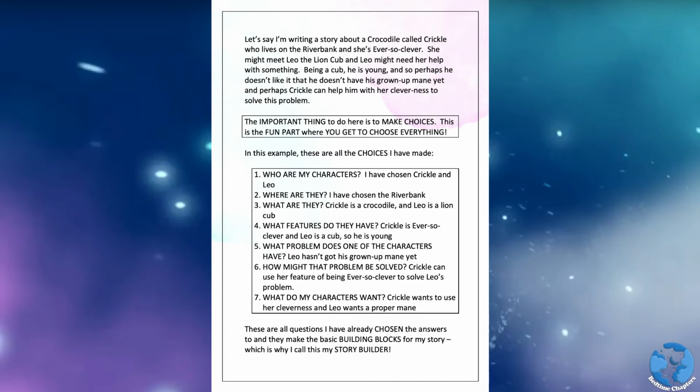What problems does one of the characters have? Leo hasn't got his grown-up mane yet. How might that problem be solved? Crickle can use her features of being ever so clever to solve Leo's problem. What do my characters want? Crickle wants to use her cleverness and Leo wants a proper mane. These are all questions I have already chosen the answers to, and they make the basic building blocks for my story, which is why I call this my story builder.